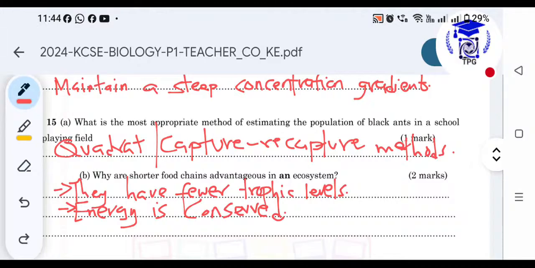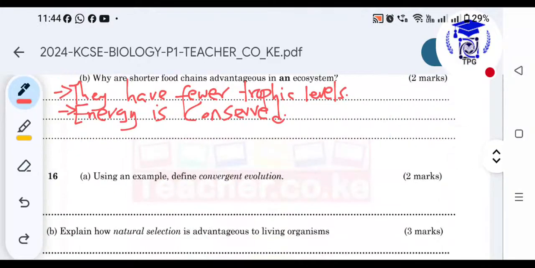The next question, using an example, define convergent evolution. So this is in the topic evolution. The above questions A and B were in ecology, form 3. This one is in evolution. Evolution is the second topic in form 4 after genetics. In form 4 we have 4 topics: genetics, evolution, response, reception and coordination, and support and movement.